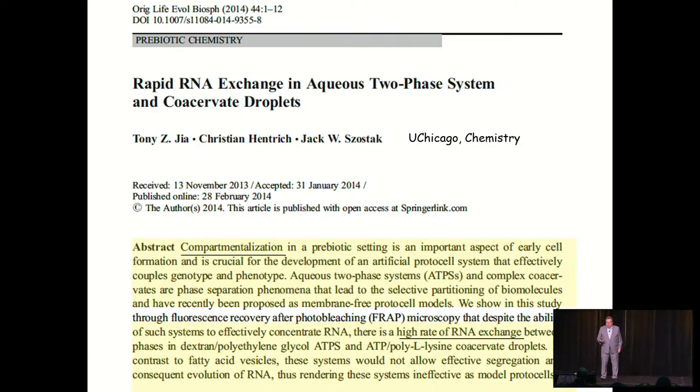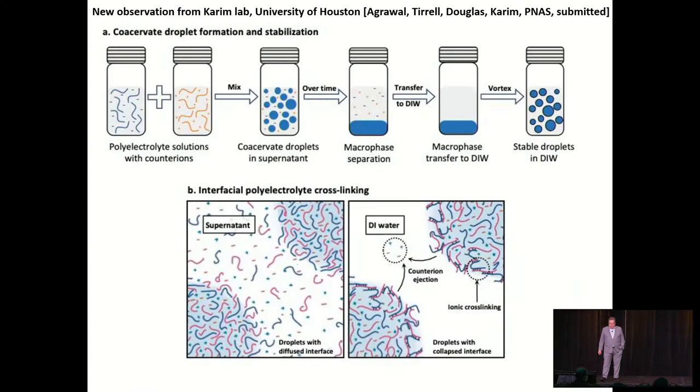And the jury's still out on all of this, but we've made an interesting observation recently that I think bears on this. This was done in collaboration with Alamgir Karim and his group at the University of Houston. It was just accepted last week into the PNAS. We did what I told you. We took the two polyelectrolyte solutions, put them together, and formed coacervate droplets in supernatant, which over time coalesce and macroscopically phase separate. But if you change the supernatant into distilled water and shake the thing up so as to redisperse the macroscopic phase-separated material into droplets, they don't coalesce anymore.